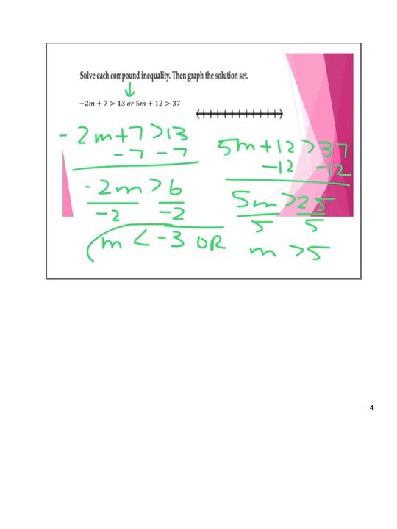So my solution set includes all numbers that are less than negative 3, and it also includes all numbers that are greater than 5. It's one or the other. So on my graph, I have negative 3 is here. I'll make 0 here and 5 up here. So I have an open circle above negative 3 to the left, and then I have an open circle above 5 to the right.